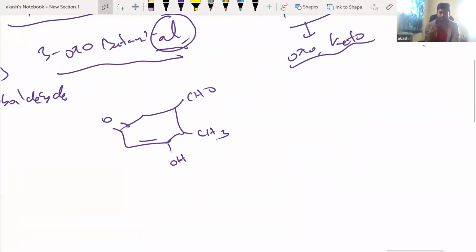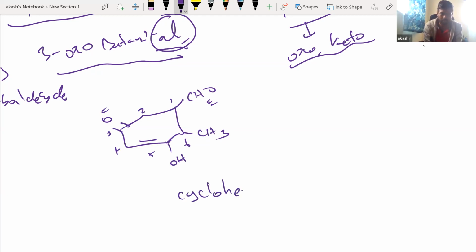Obviously the first priority among these groups goes to CHO, and the second priority goes to keto. So we should start numbering like this: 1, 2, 3, 4, 5, and 6. Now let us write the parent part first. It is going to be cyclohex. We cannot just put cyclohexane because we have a double bond, in the 4th carbon atom. So it is cyclohex-4-ene. Now in the first carbon atom you have an aldehyde, but you are not able to account for it in the main chain itself, so you write cyclohex-4-ene carbaldehyde.